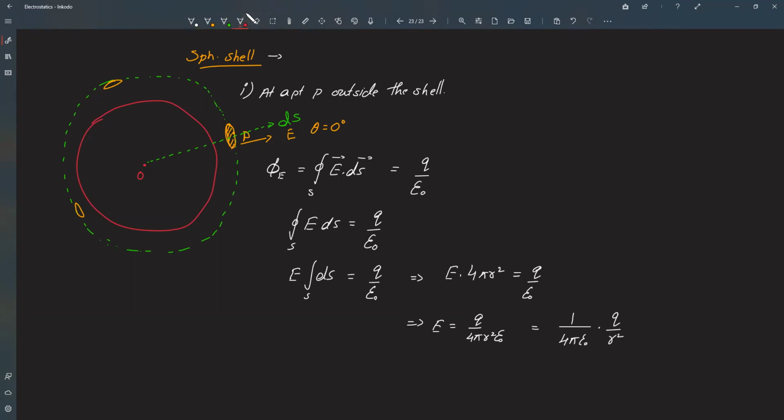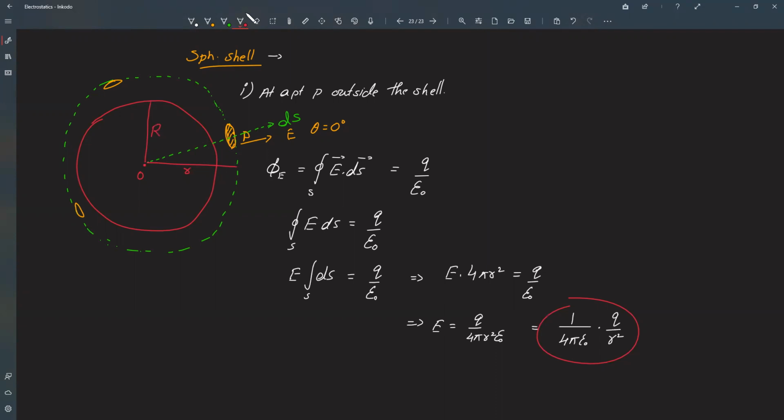Now if you observe this final expression, it is the same as the expression for electric field due to a point charge at a distance r from the center. What is r? This distance is r. The radius of the outer sphere is r. The radius of the inner sphere is capital R. Right? Okay.